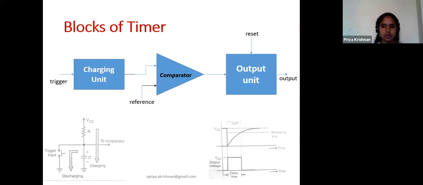So we will look into the basic blocks of a timer. There are only three important blocks here. The first one is the charging unit. As we already know, the charging unit consists of a very simple one resistor and one capacitor. That is my charging unit. Second, it has a comparator, and we know what a comparator is, as we discussed it in yesterday's class. And the last unit is the output unit.